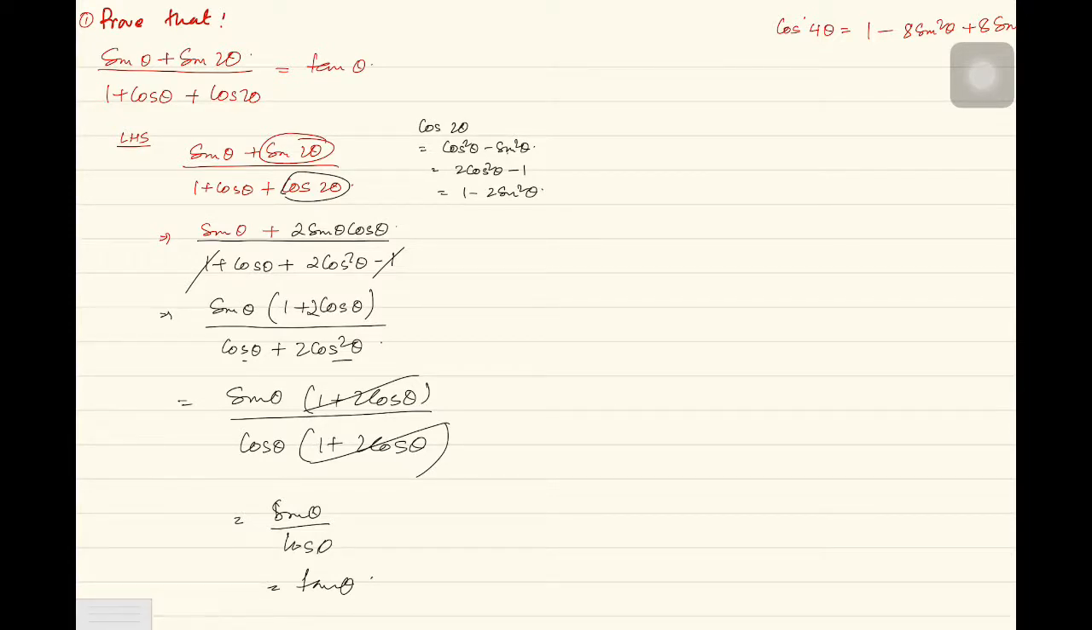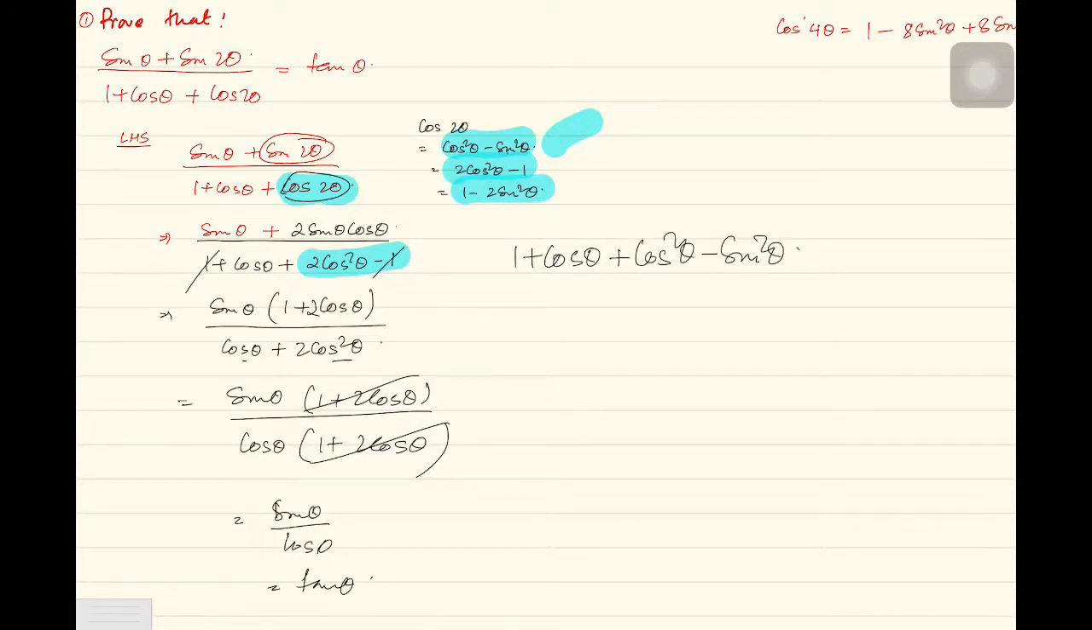Now again, I'm repeating this. You had the option of replacing cos 2 theta with any of these 3 formulas, 1, 2, 3. But I preferred using this one because it would make my sum easier. 1 and 1 get cancelled, and clearly cos theta becomes common. I could have used the upper one as well. As I showed you, it will become like this: 1 plus cos theta plus cos square theta minus sine square theta.